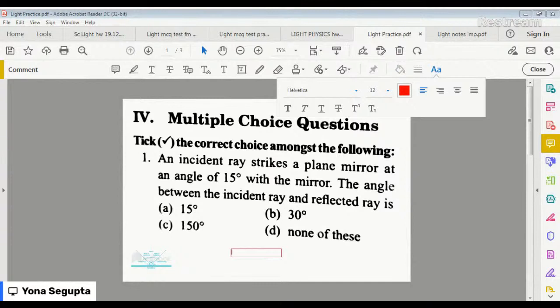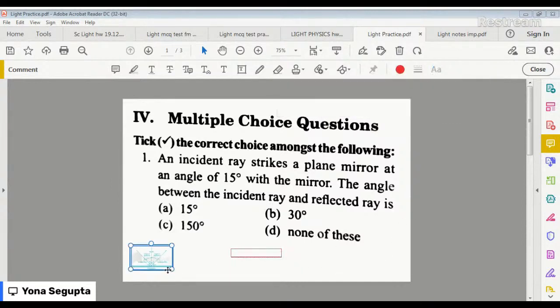So we can say that the angle of incidence is 75 and the angle of reflection is also 75, means the angle of incidence is equal to the angle of reflection, which both is 75 degrees. So therefore we can conclude that the angle between the incident ray and the reflected ray is what? 150 degrees, right? Why? Because what we want to know is the angle between, you can see the picture here.